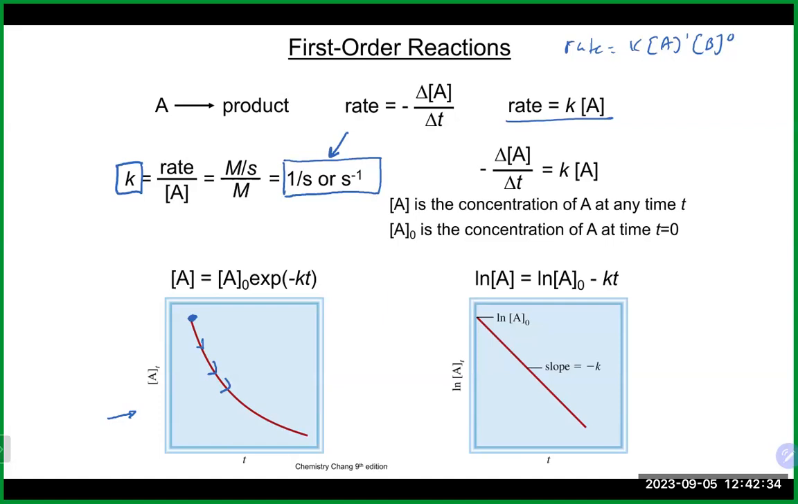And that's really the second graph here, which is the natural log of A versus time. And the way that we get that is by taking this relationship here and running the natural log through the whole thing. This is what is sometimes referred to as the integrated rate law. And that is the natural log of A is equal to the natural log of A naught minus KT.